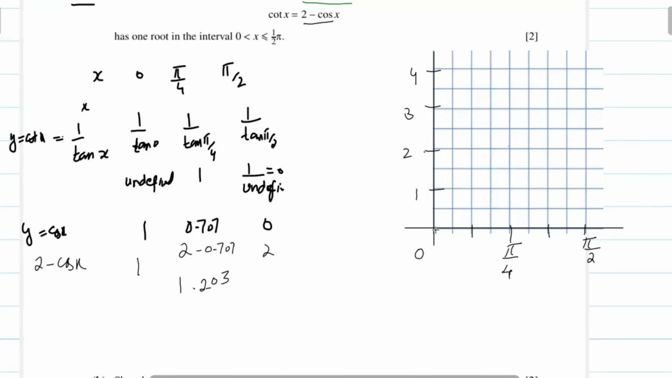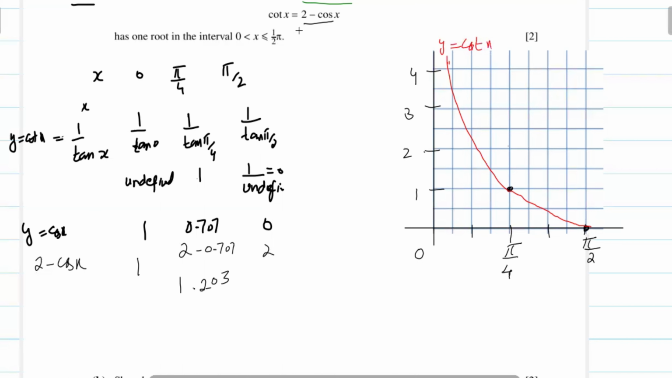You see here, when x is 0, cot is undefined. When x is pi over 4, cot is 1, therefore we mark the point 1. And when x is pi over 2, the cot value is 0, therefore we mark this point. From infinity to this point, these points, we draw the graph. And this is the graph of y equal to cot x.